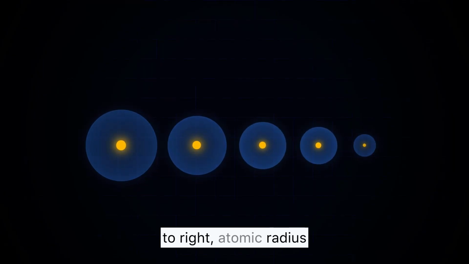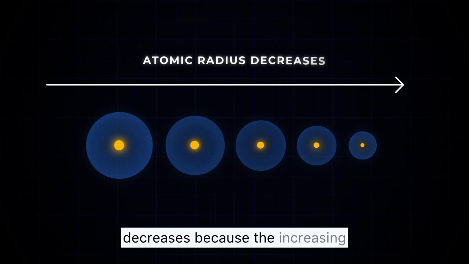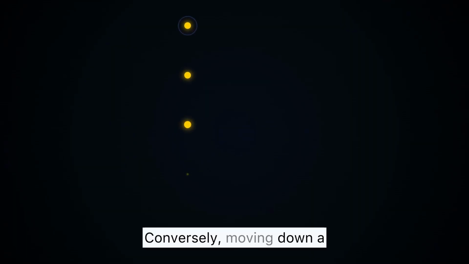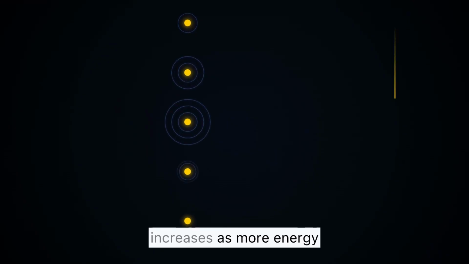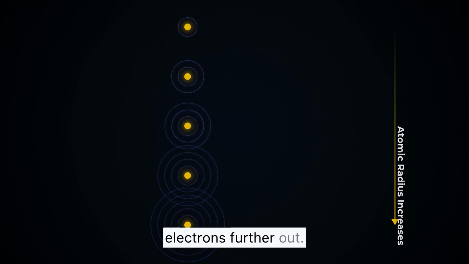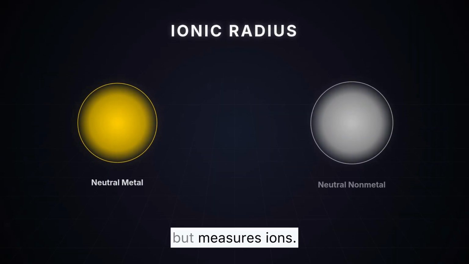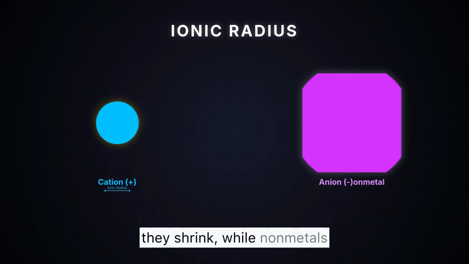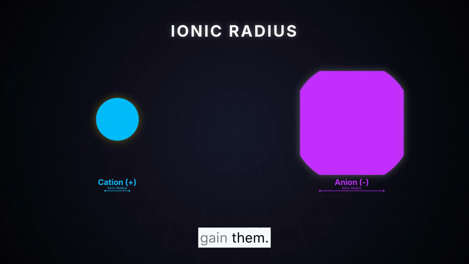As we move across a period from left to right, atomic radius decreases because the increasing nuclear charge pulls electrons tighter. Conversely, moving down a group, the atomic radius increases as more energy levels are added, pushing electrons further out. Ionic radius is similar but measures ions. When metals lose electrons, they shrink, while nonmetals grow larger as they gain them.